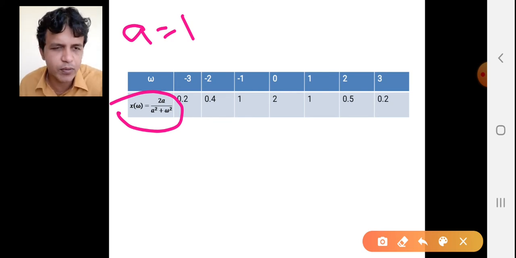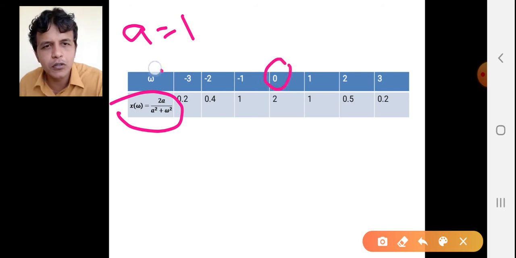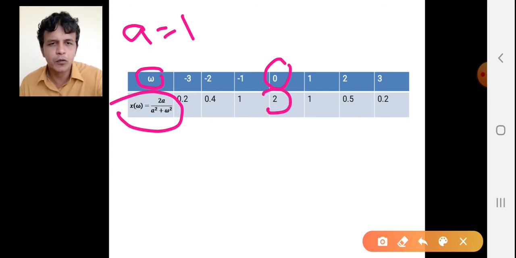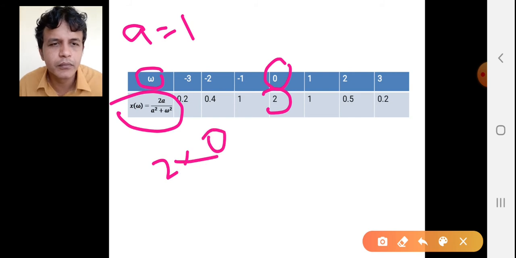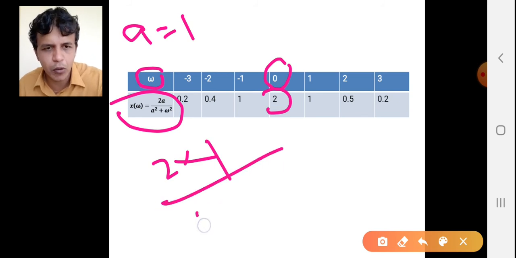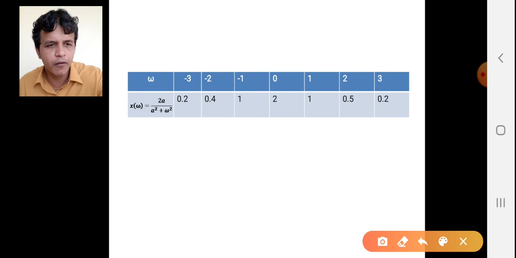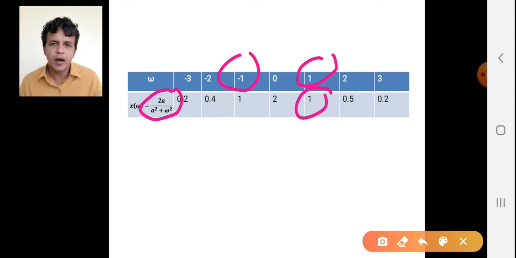That is what is represented in this table. Here we have omega as the independent variable. For omega equal to 0, the magnitude is 2, because 2 into a, which is 1, 2 into 1 divided by a square plus omega square, 1 square plus 0 square, so it becomes 2 divided by 1, which is equal to 2. So that is what we have got here. And when we apply the value of 1 for omega in this equation, we will be getting 1. Similarly, the same value when we apply omega equal to minus 1, because in this equation we have omega square, so there won't be any change in sign.